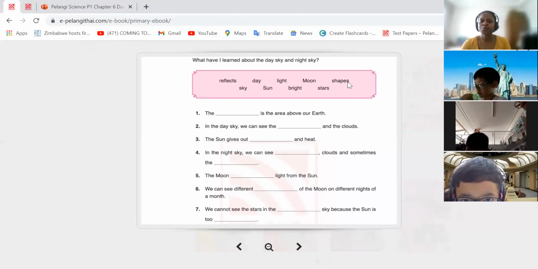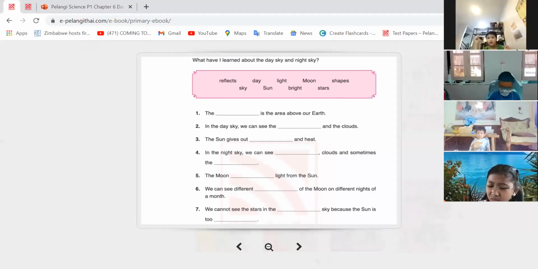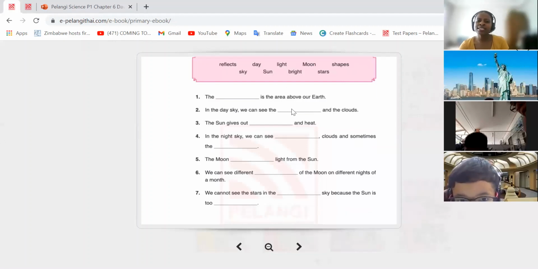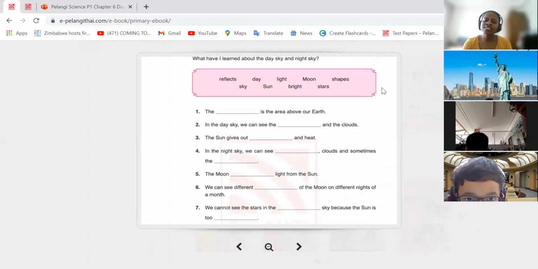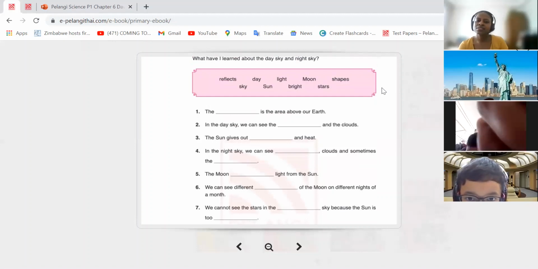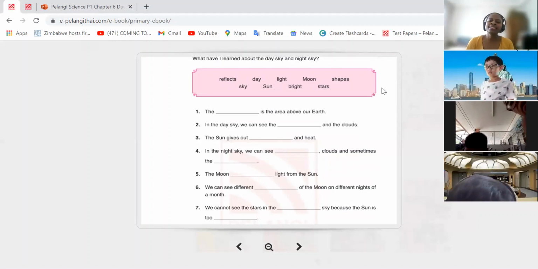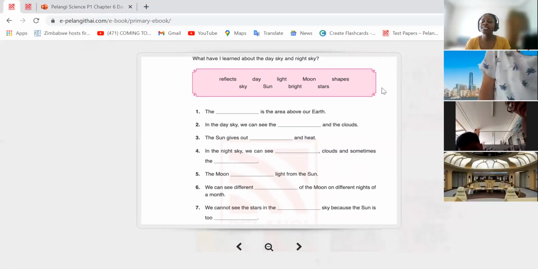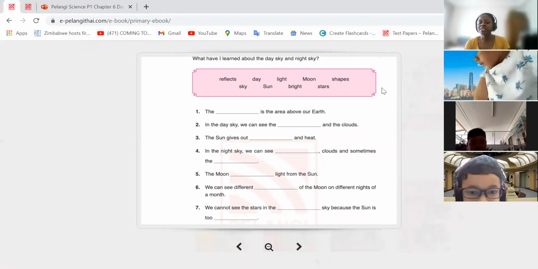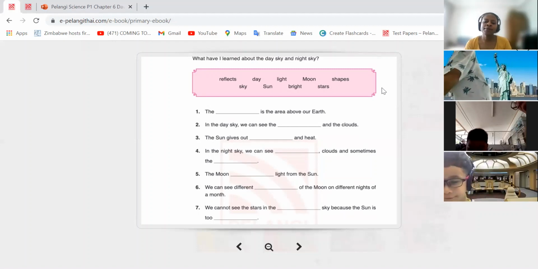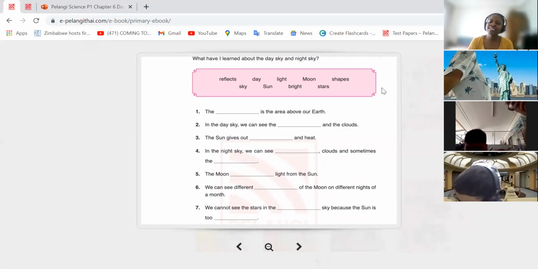Can I try number 3? Number 2, please try number 2. We are on number 2, yes. In the day sky, we can see the what? The sun and the clouds. All right, thank you. In the day sky, we can see the sun and the clouds. That is number 2, thank you, Java. Number 2, the correct answer is sun.